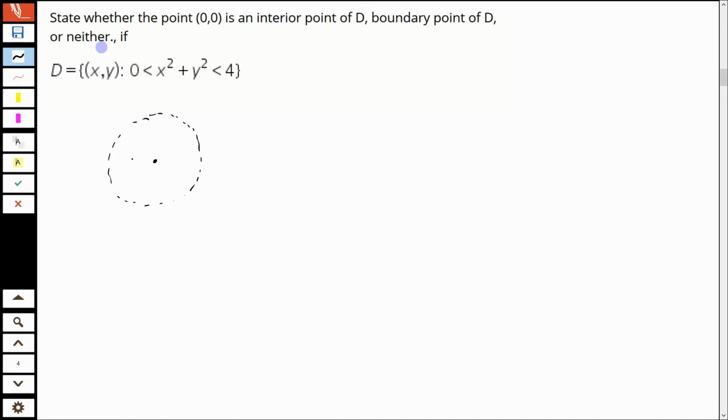So what is an interior point? An interior point means that if I draw a circle around this point, everything in this circle is contained in my set. Actually, let me look at the correct answer real quick.